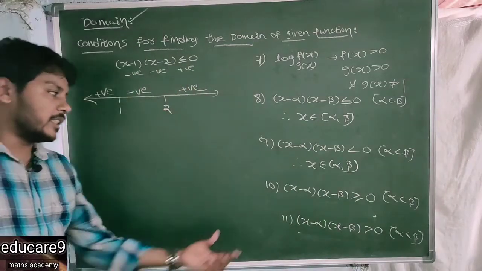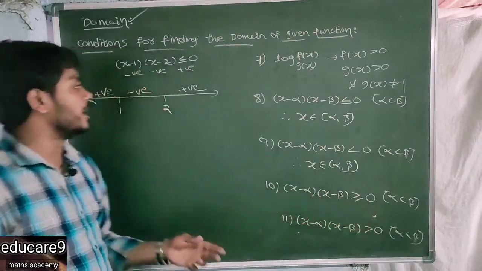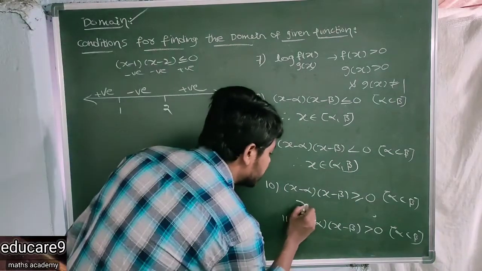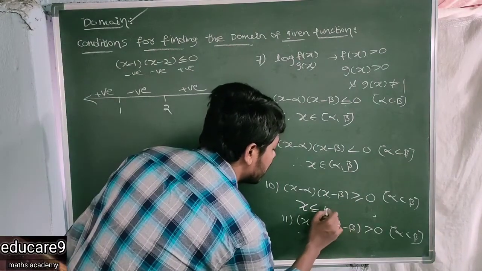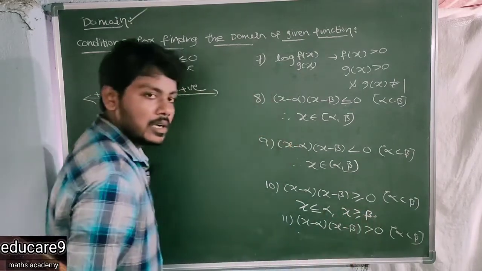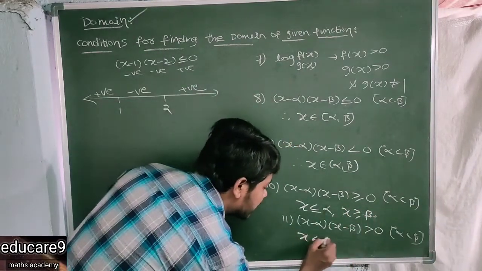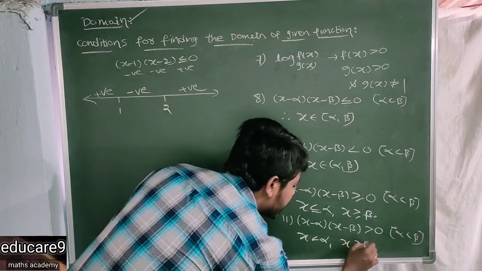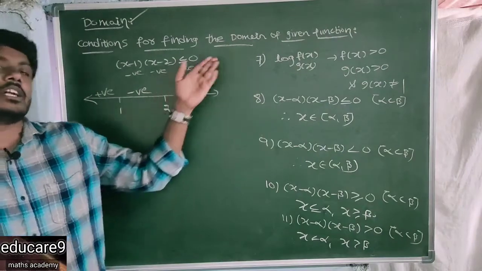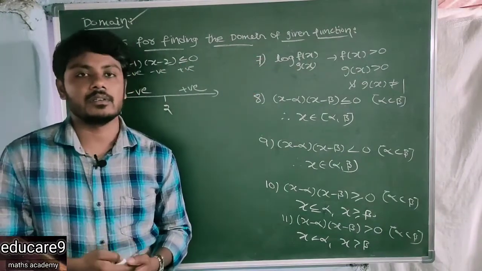See the 10th one, where this expression is positive. Where is it positive? Below 1 positive, above 2 positive. Means x less than or equal to alpha, x greater than or equal to beta. Now here, x less than alpha, x greater than beta. So these are the 11 conditions for finding the domain of a given function. Range.